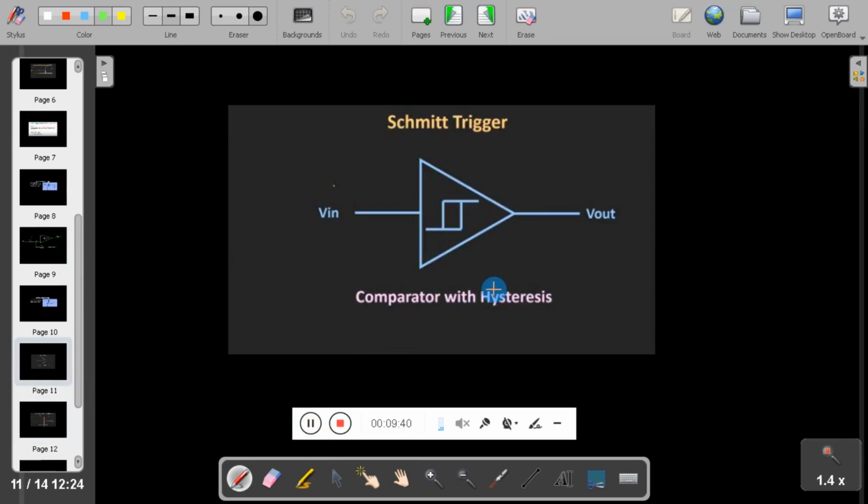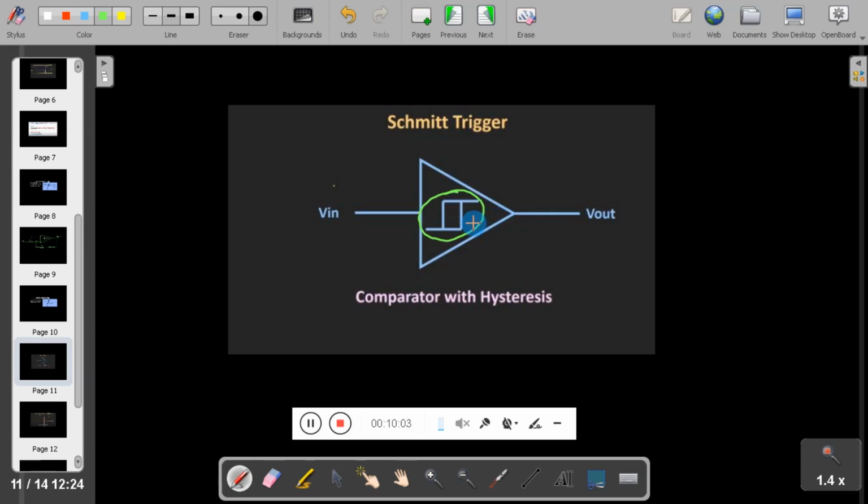So now, students, this is the symbol of the inverting Schmitt trigger. Here this shows actually the transfer characteristics of the inverting Schmitt trigger.